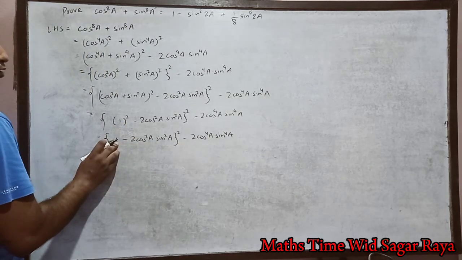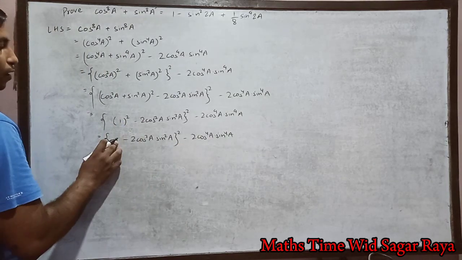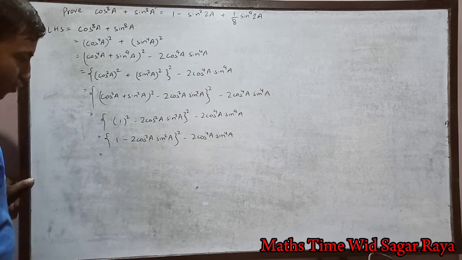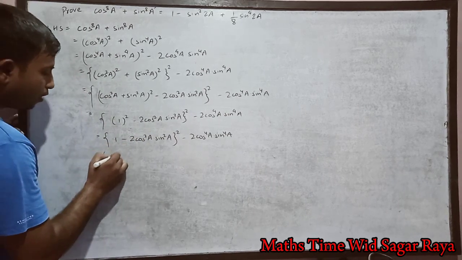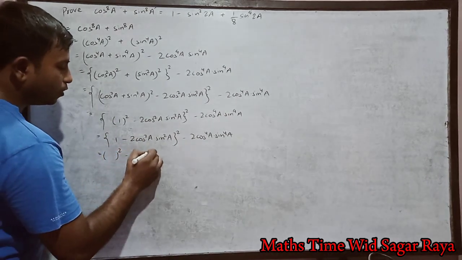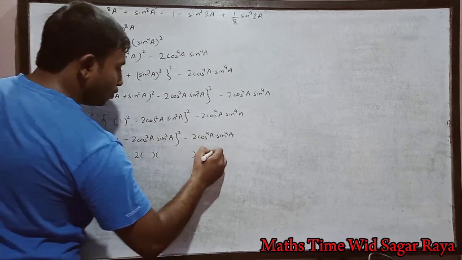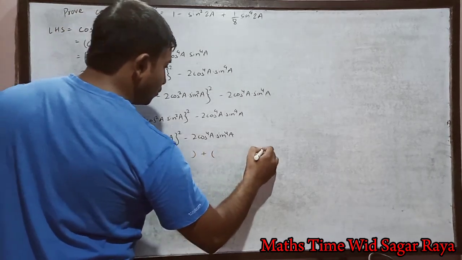Now suppose this is a and this one is b. We have to use the (a − b)² formula. What is the formula? a² − 2ab + b².